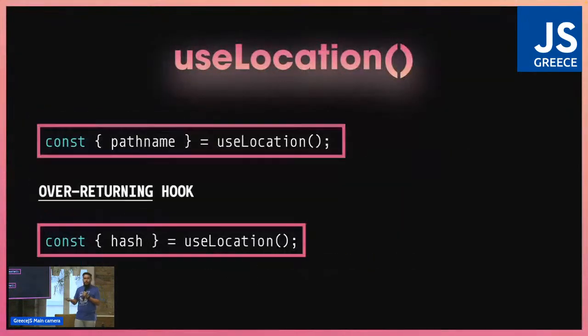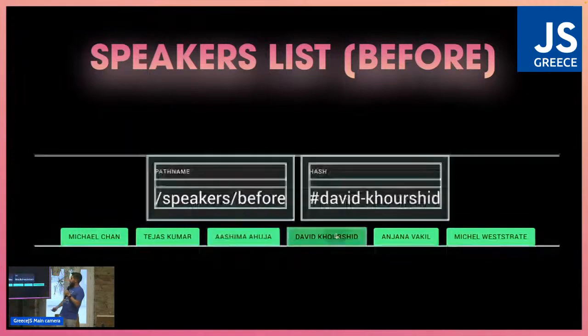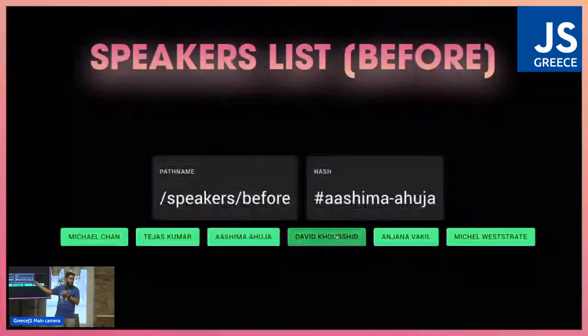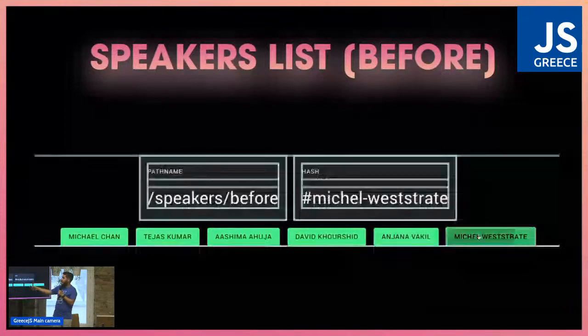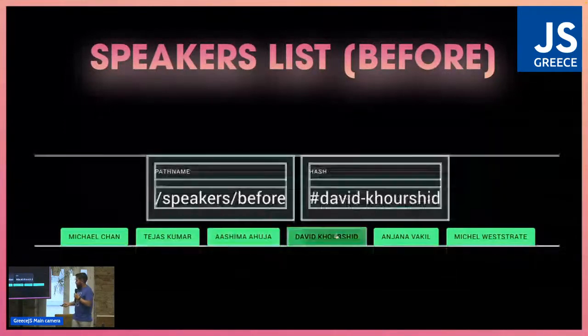But it's also an over-returning hook in the sense that it gives us a lot of things. So for example, in these two components, each component I'm using just one part of useLocation. What happens is, this is using the React profiler. So you can see that I'm clicking things and I'm changing only the hash of my site, but the pathname is re-rendering as well because I'm using that hook.